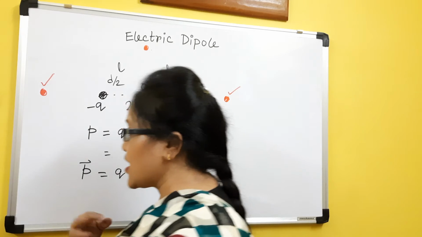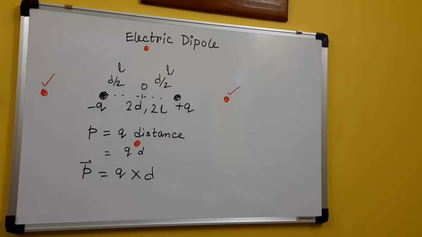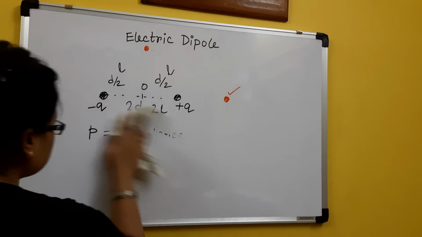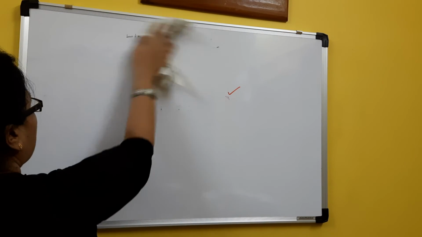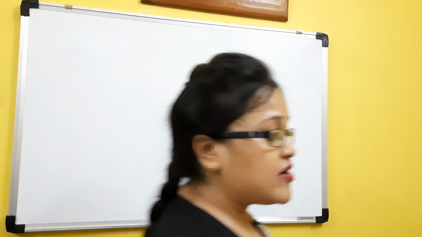So first we will study the electric field due to a dipole on the axial position. Please follow the PDF for further reference. So first we will go for the electric field due to the dipole on the axial position.